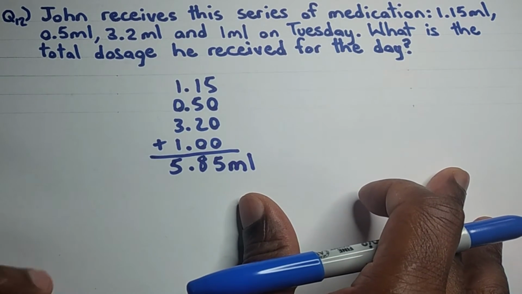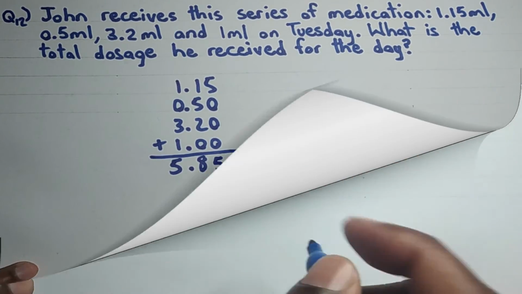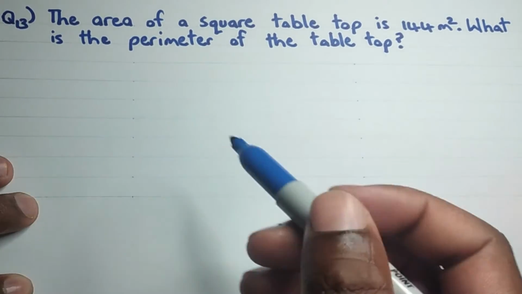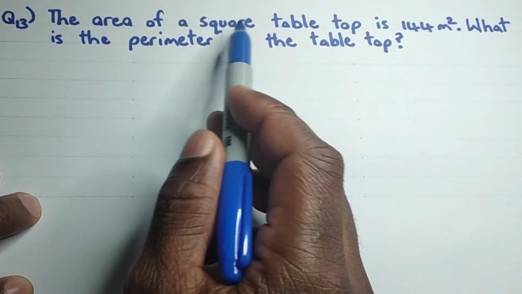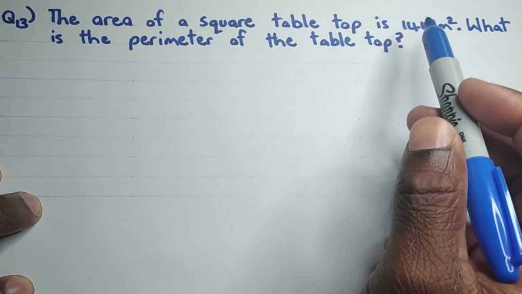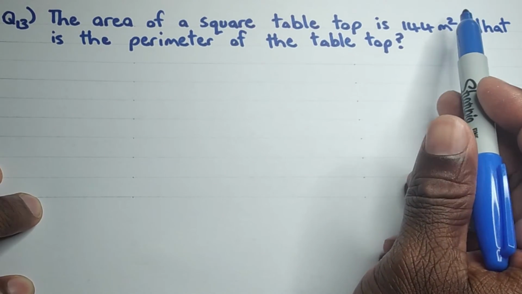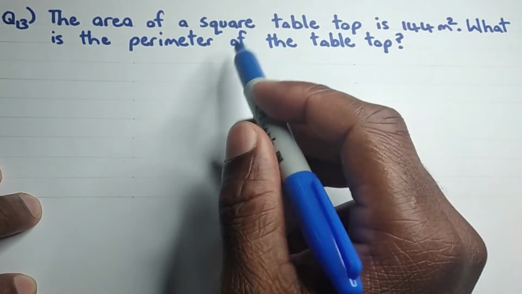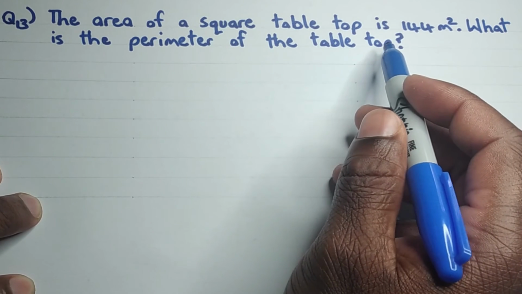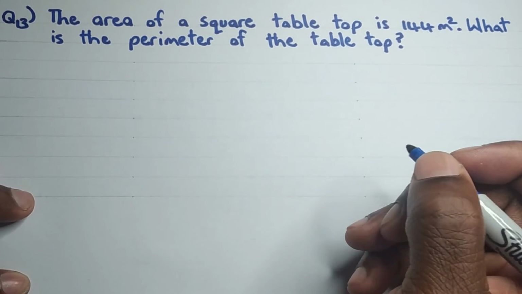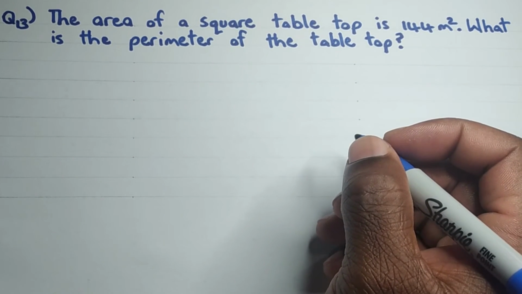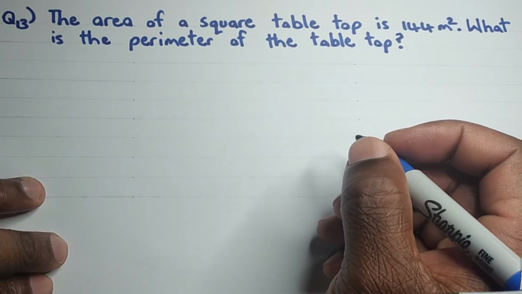So this is pretty much how we treat question 12. Now let's look at question 13. The area of a square tabletop is 144 meters squared. What is the perimeter of the tabletop? We know that in order to find the perimeter of a square, we are required to add.